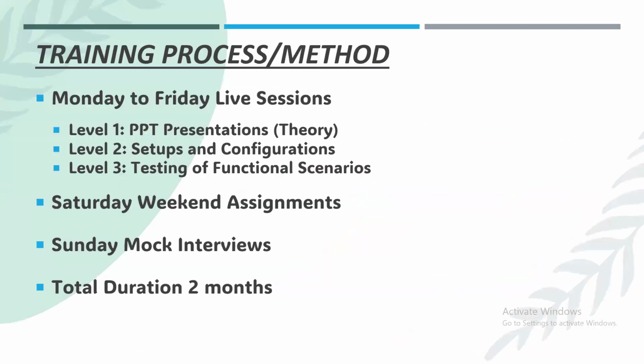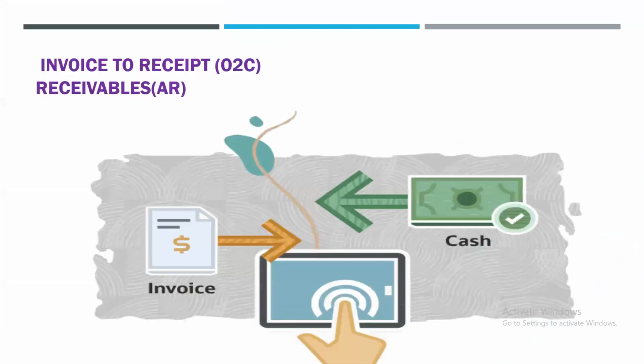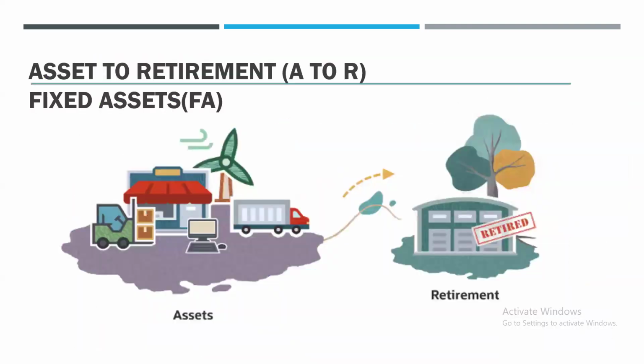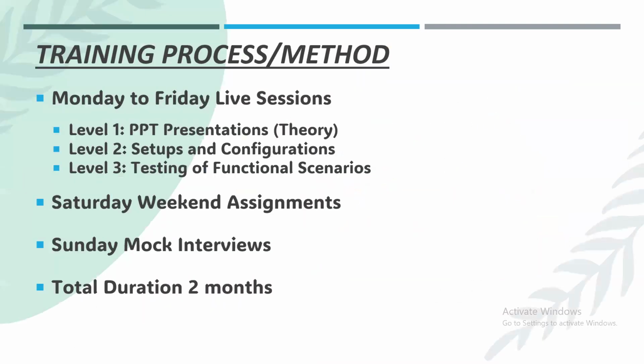Coming to the training process, all these three business processes will be explained in detail, the end-to-end business process, and also journal entries and the different functionalities at each module level, everything will be covered. Coming to the training process and methodology, how we do the training, what methodology we are following: we have sessions from Monday to Friday.